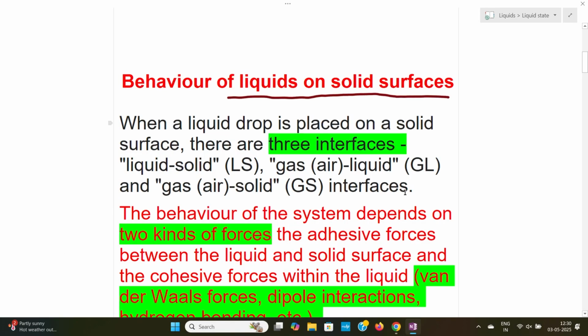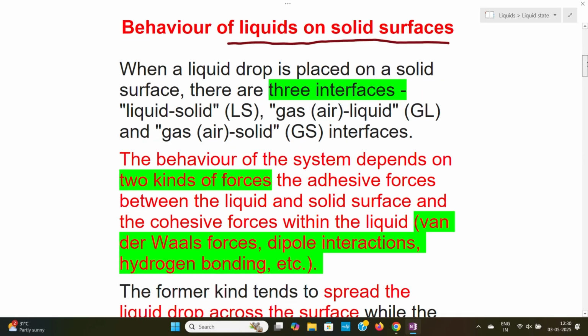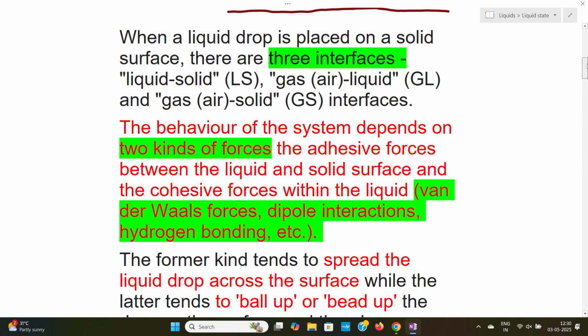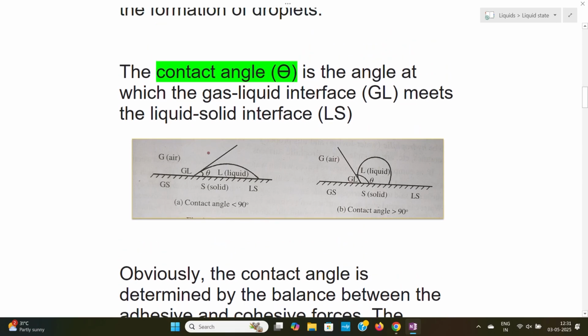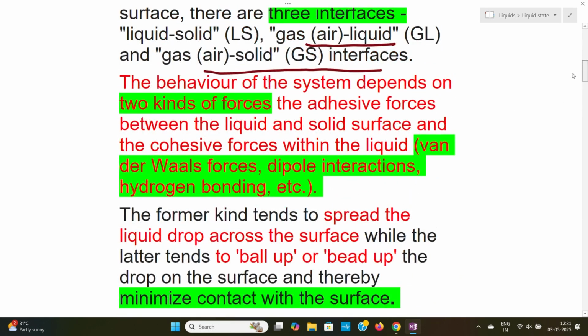When a liquid drop is placed on a solid surface, there are three interfaces: liquid-solid, gas-liquid and gas-solid interfaces. So we have the gas-liquid surface, gas-solid surface and liquid-solid surface.